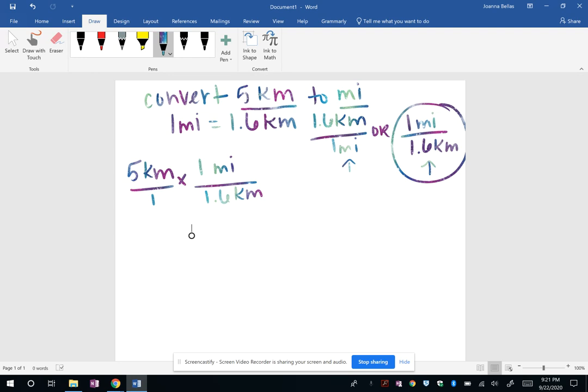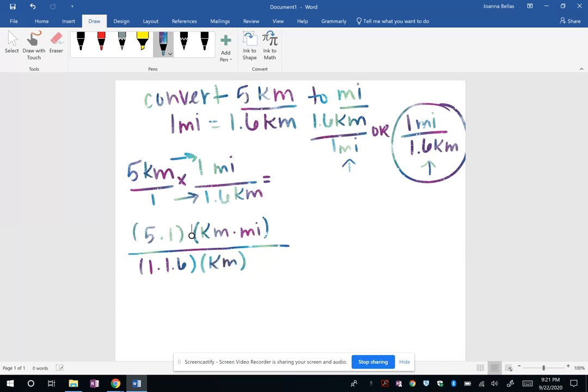Now our next step is to multiply across, following our rules for multiplying fractions. I'm going to put my letters with my letters and my numbers with my numbers. So 5 times 1, I'm going to put in brackets, and then we have kilometers times miles. And then I have 1 times 1.6, and then I have kilometers by itself on the bottom. All I did was group my numbers with my numbers and my letters with my letters, because it's the same property when you're multiplying across.